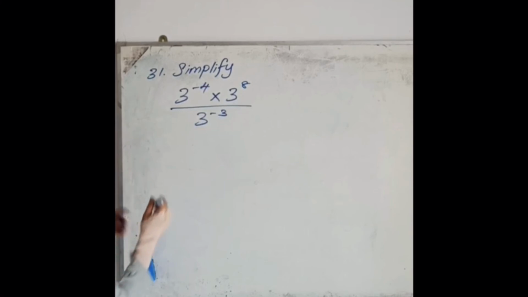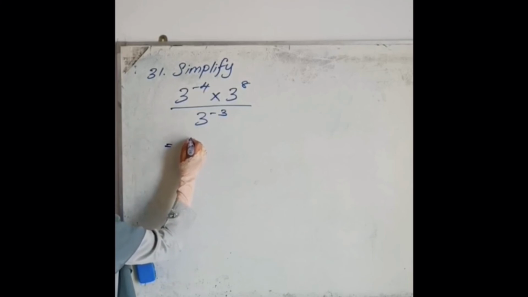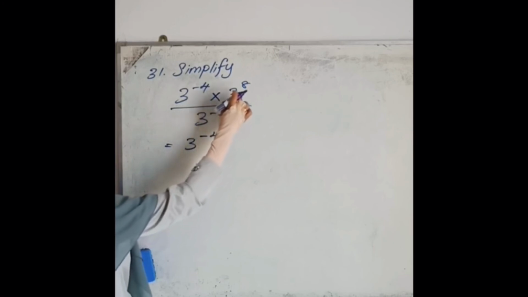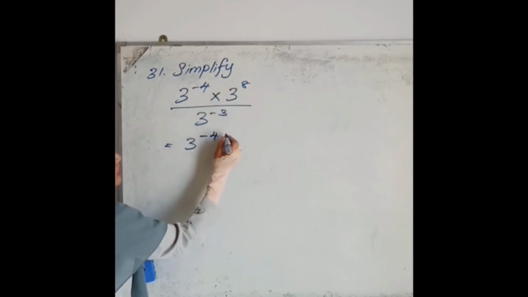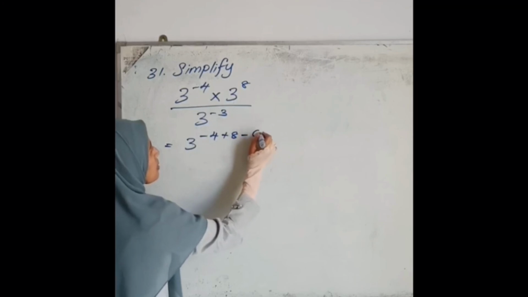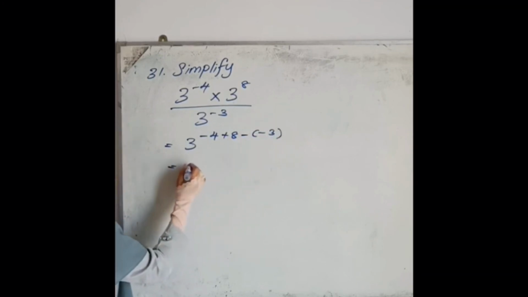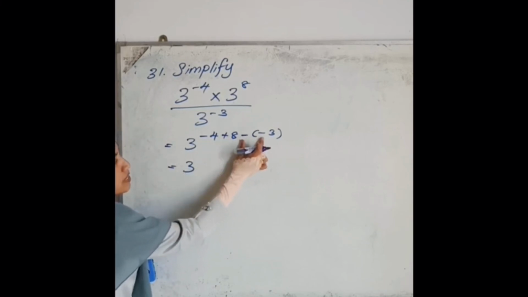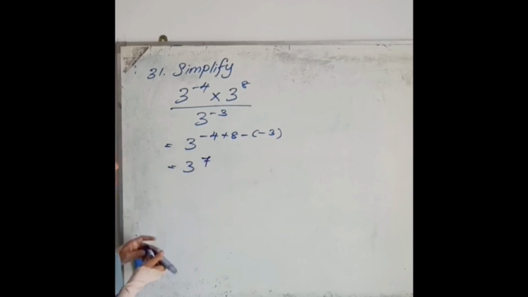So number 31. So how are we going to simplify? So look here, 3 to the power of negative 4. So times means we can add the index. So plus 8. So divide. So per 3 to the power of negative 3 means divide by 3 to the power of negative 3. So the index we can subtract, minus negative 3. So 3, 4 plus, okay, plus 3. So 3 to the power of 7.